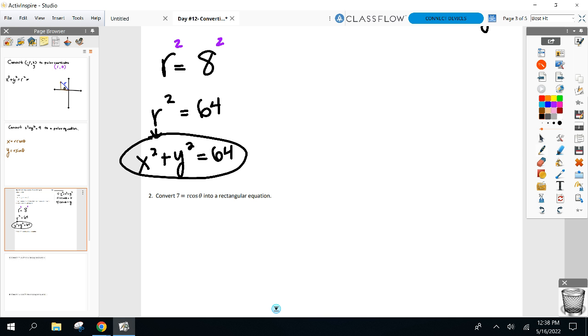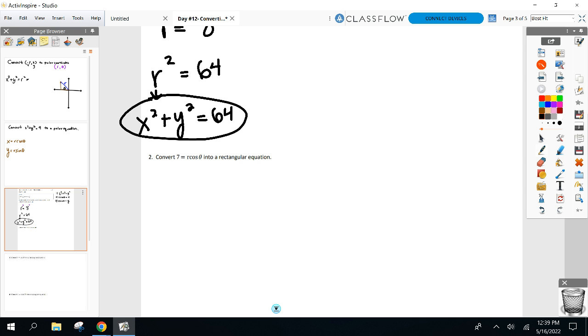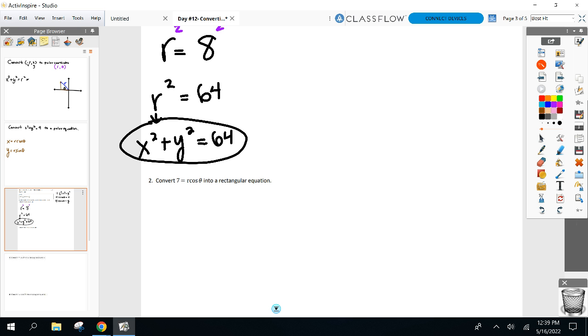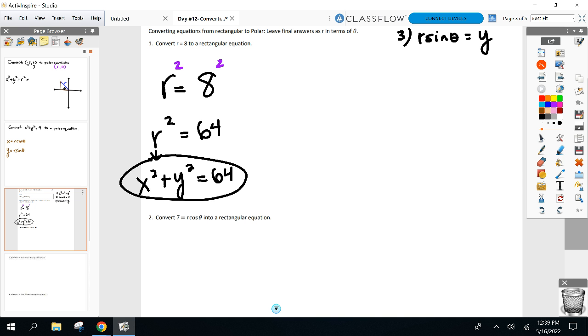Look at where it is right now. Can you substitute anything in immediately? Look at it. 7 equals r cosine theta. Is there anything that lights up right now that you can substitute without playing around with either side? You can substitute in r cosine theta. What am I replacing r cosine theta with? X. Thank you. X.